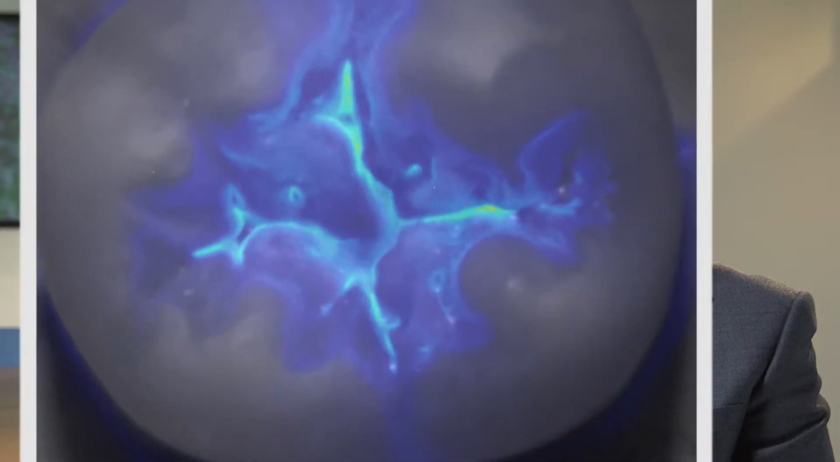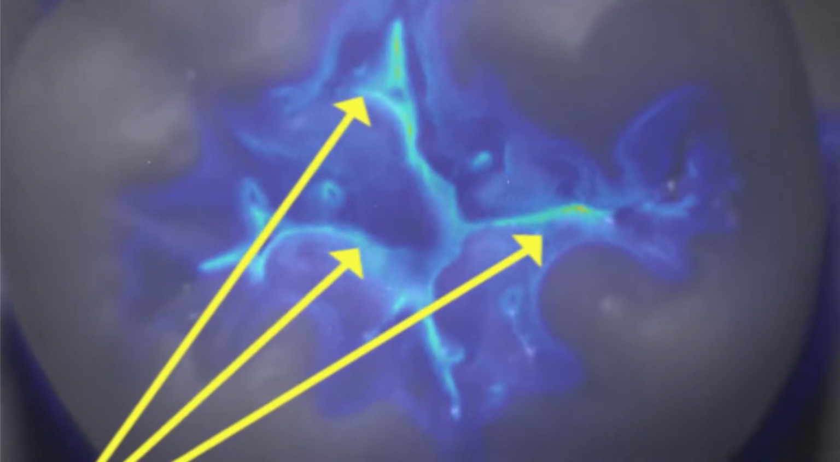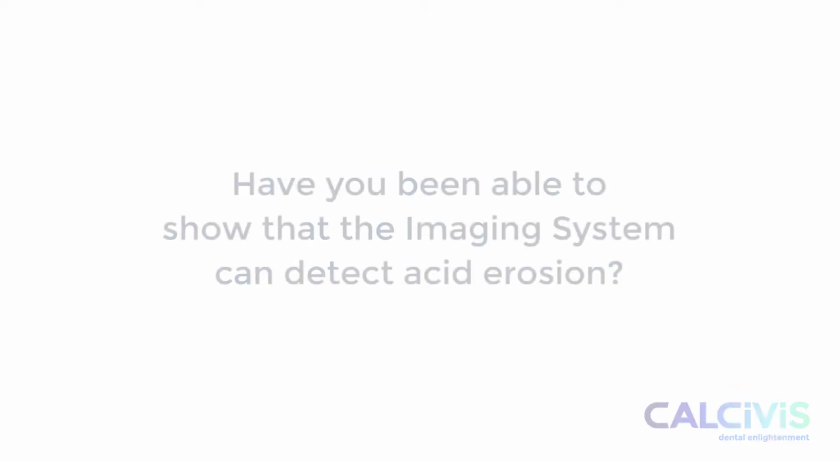The resulting images provide a demineralisation map of the tooth surface. What we're seeing are hotspots where there are high levels of calcium ions, which are a result of demineralisation. So the dentist or healthcare professional is able to identify areas on the tooth where active demineralisation is occurring.